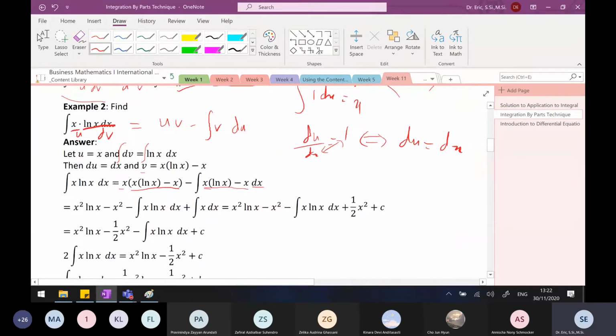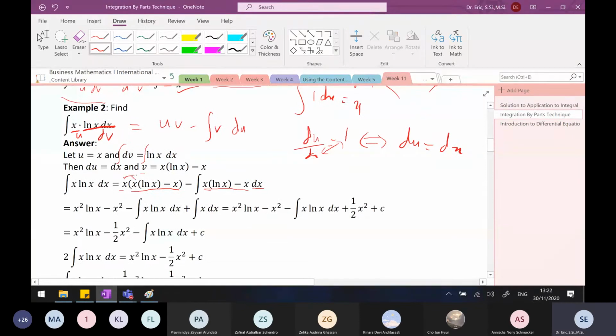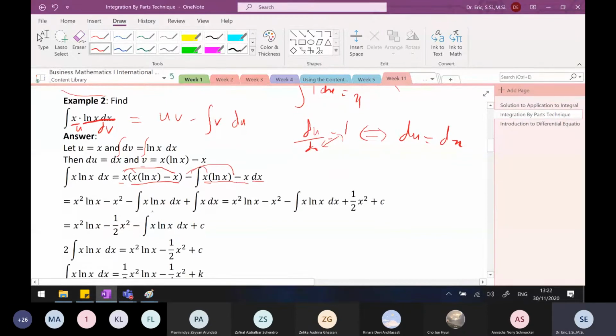And then I multiply it one by one. This is x squared ln x, the first term. The second term, x times x, this is minus x squared. Okay, I can simplify this: minus integral x ln x, plus integral x dx. Okay, I can tidy it up a bit: x squared ln x minus x squared minus integral x ln x dx.